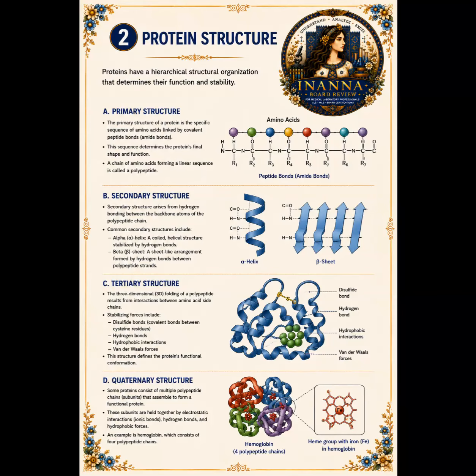Protein structure. Proteins have a hierarchical structural organization that determines their stability and function. The primary structure is the linear sequence of amino acids linked by peptide bonds. The secondary structure refers to local folding patterns such as the alpha helix and beta sheet, stabilized mainly by hydrogen bonding. The tertiary structure represents the overall three-dimensional folding of a single polypeptide chain. Finally, quaternary structure occurs when multiple polypeptide subunits combine to form a functional protein, such as hemoglobin.